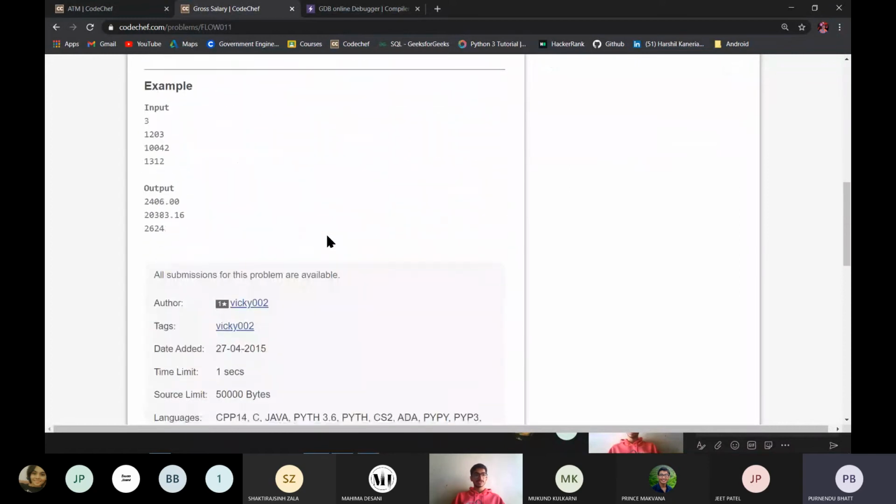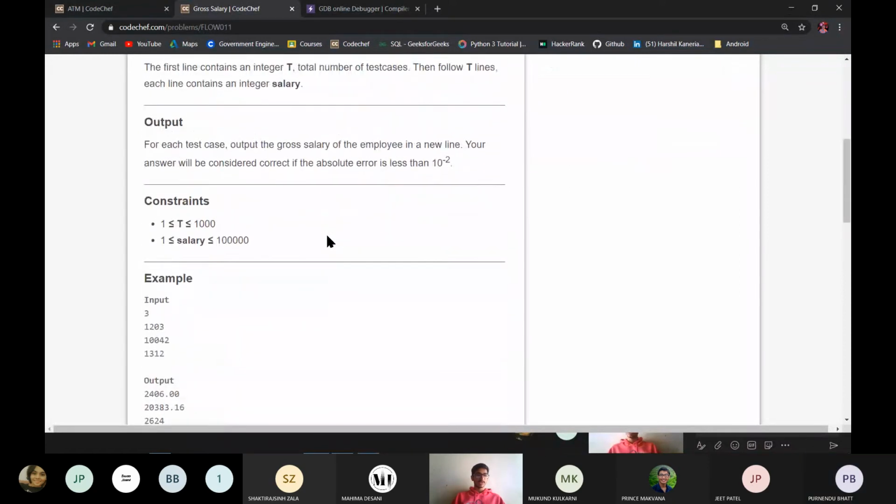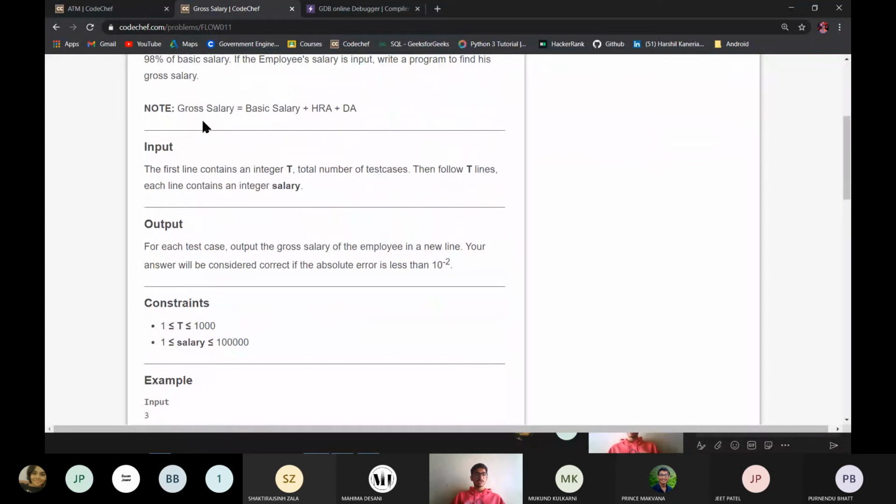Implement it with an if and else condition. Yeah, you are right. Let us see the input and output.